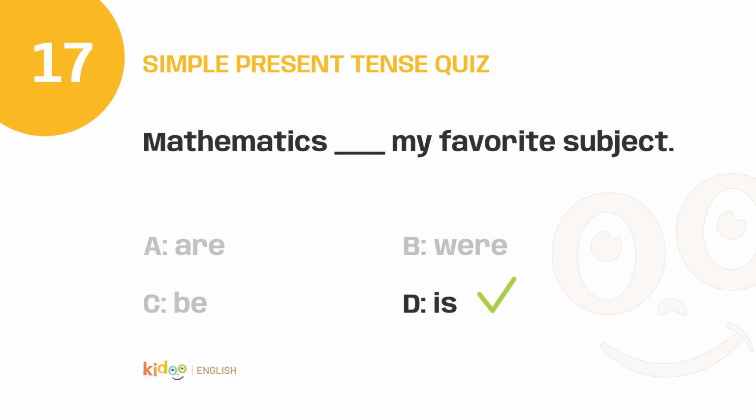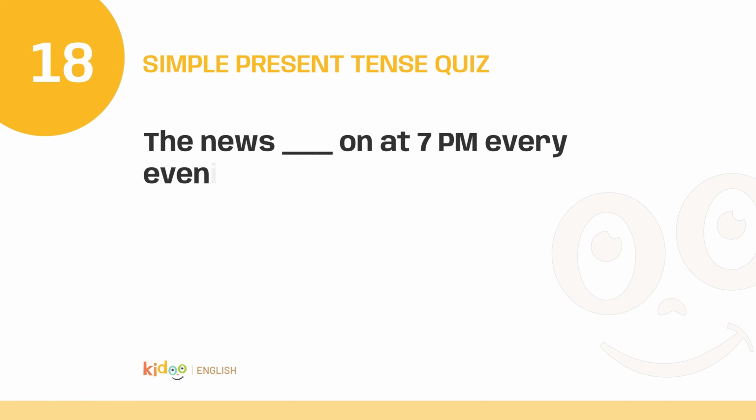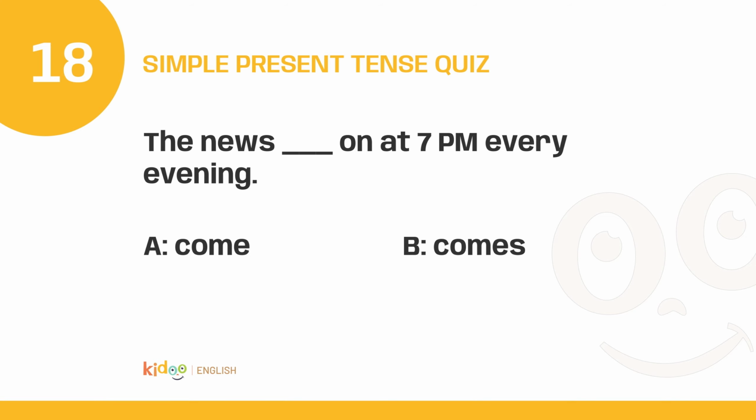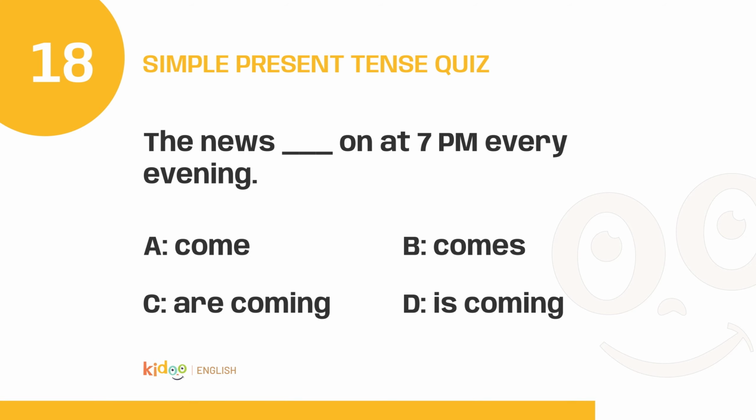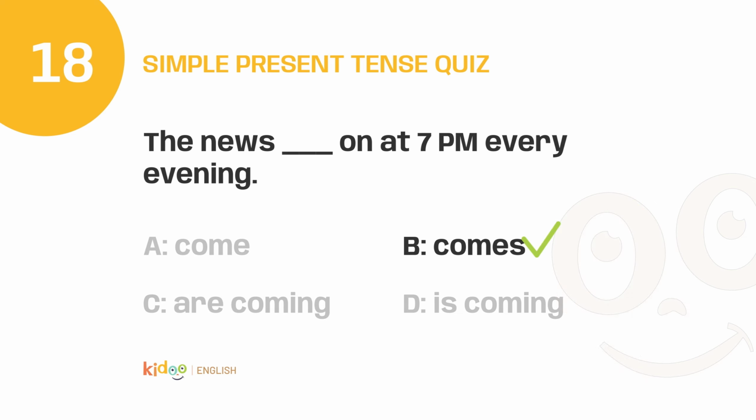Mathematics is my favorite subject. Mathematics is considered a singular noun, so the correct verb is. The news comes on at 7 p.m. every evening. News is a singular noun, so the correct verb form is comes.